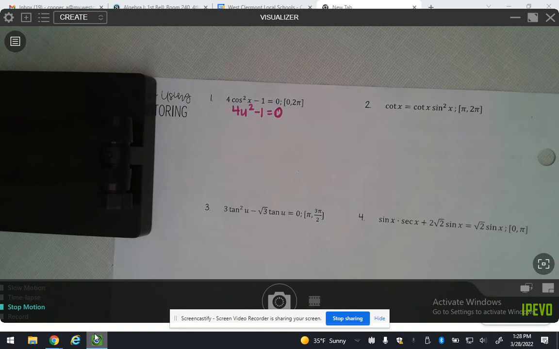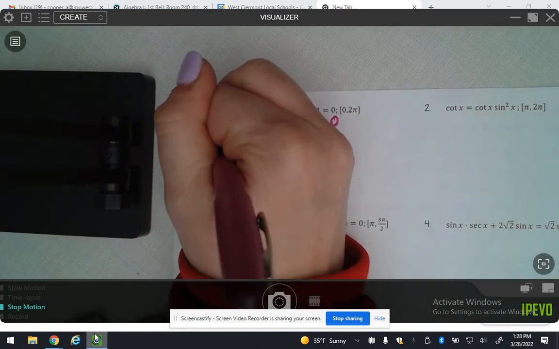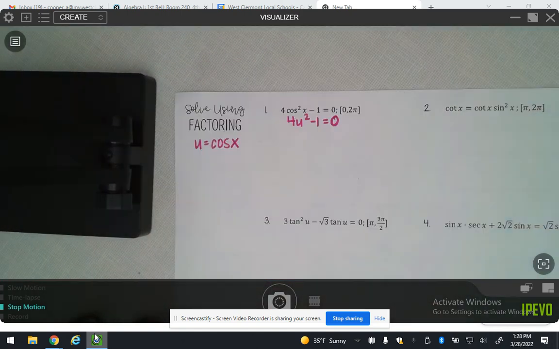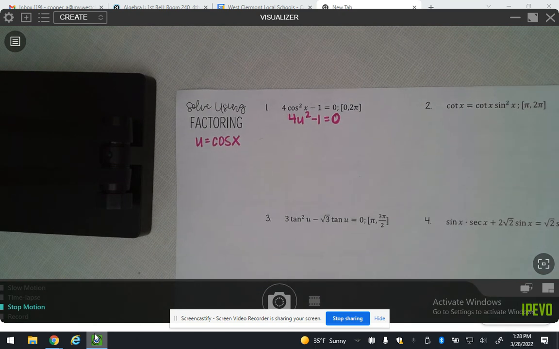Right? I just let u be cosine of x. The only reason I do u sub is because sometimes you guys don't see it when you got trig in there. Now, some of you are going to see it a lot faster than others, and that's fine. How am I going to solve this? How many terms do we have? You have 2.